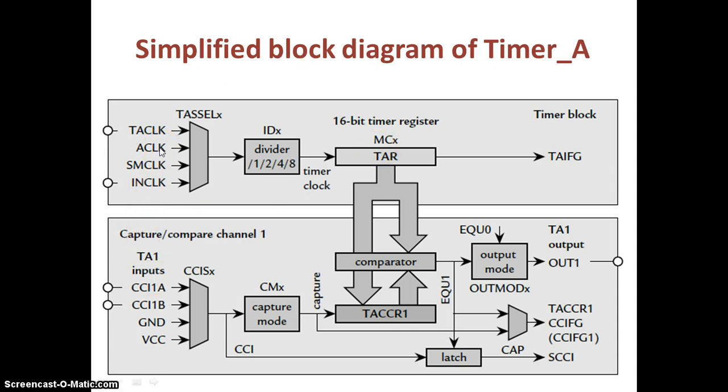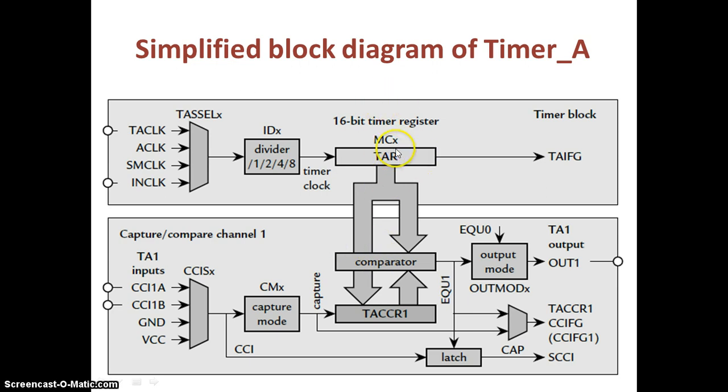Okay, straight away we can use that particular clock source, or we can divide it by a factor of 1 or 2 or 4 or 8. Then this timer can operate in 4 modes. That is, if the MCx bits are 00, it will be in halt mode. If it is 01, it will be in up mode. It is going to count the values from 0 to the value specified in TACCR0. Once it has been reached, it comes back to 0 and starts counting.